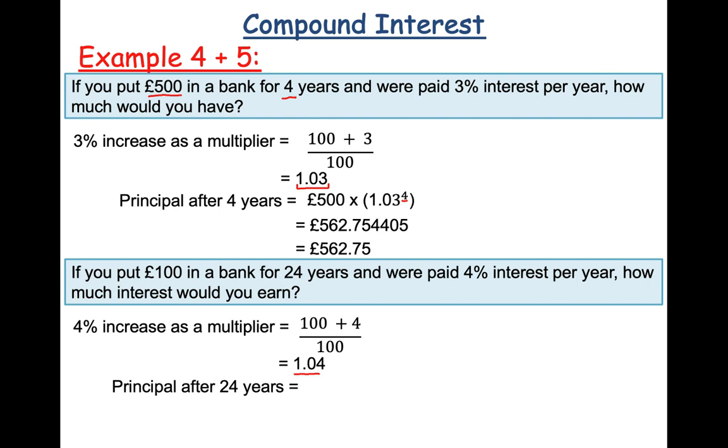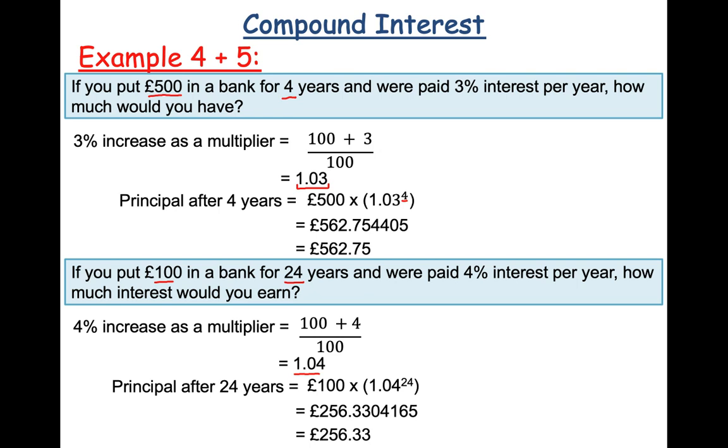Your principal amount is £100 and your time is 24 years. So it would be 100 multiplied by 1.04 to the power of 24, and that gives you £256.3304165. Rounded to 2 decimal places is £256.33. But the question itself asks you how much interest would you earn.